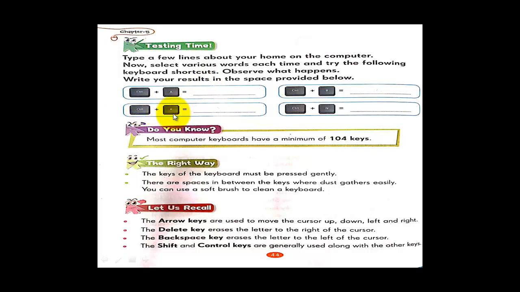Okay, then Control plus X is for cut. To cut a selected text, there is a selected word, a selected line, a selected paragraph, but you have to first select in order to cut something. And after that this is Control plus B. Control plus B is bold. Bold means what? To make it darken.